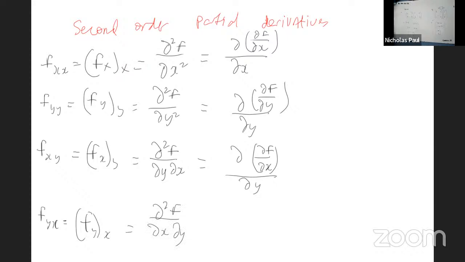So that's why you need to be able to read it properly. If you see fxy, you do the x, then the y. If you see fyx, you do the y, then the x. If you see it looking like this, remember, you're doing the y, then the x.